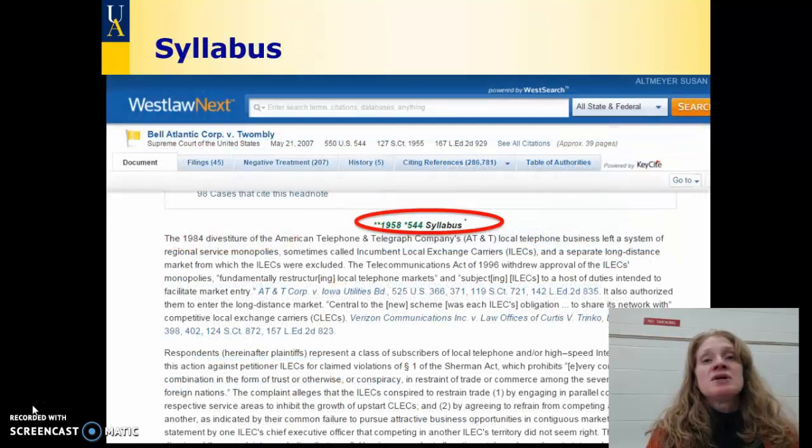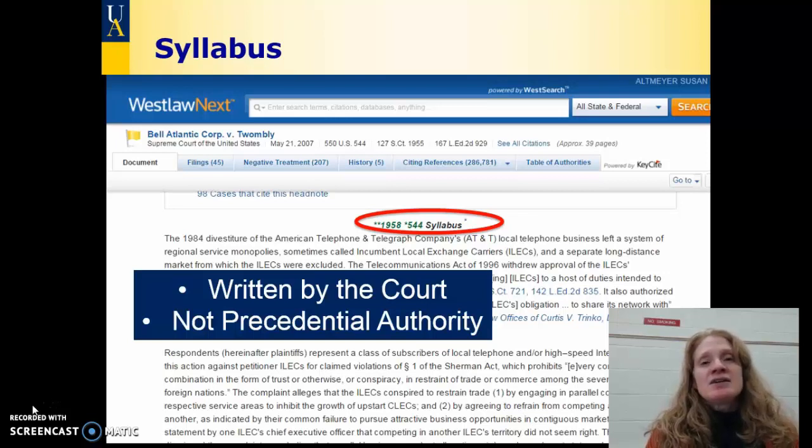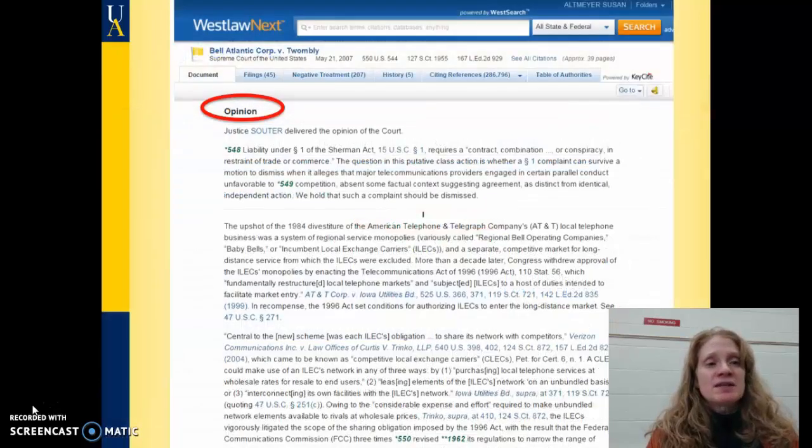All right, the syllabus, if there is one, and there is one in this case. It's a United States Supreme Court case, so there's usually a syllabus. The syllabus is written by the court. However, at least in the case of United States Supreme Court cases, it's not considered precedential authority. What's in the opinion is what prevails, and that's what you should cite.